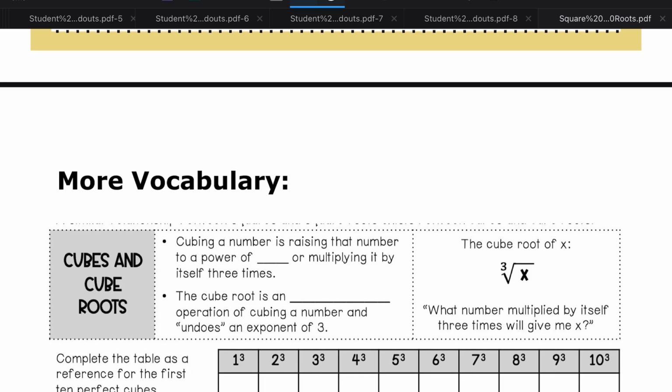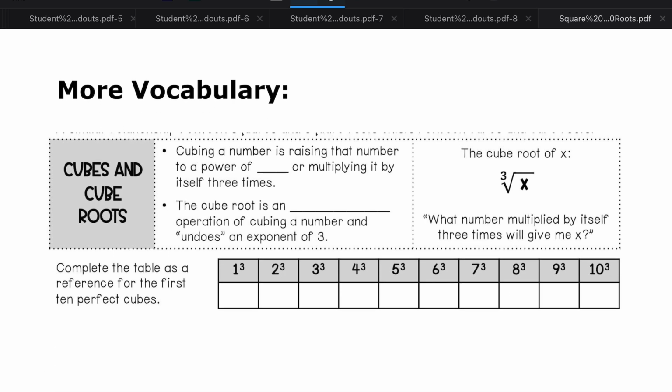All right, so we have a little bit more vocabulary here to go through. Cubing a number is raising that number to a power of 3, or multiplying it by itself 3 times. The cubed root is an inverse operation of a number and undoes it. So the cubed root looks like this. It just has the 3. It's the same thing as a square root, just 3 times.